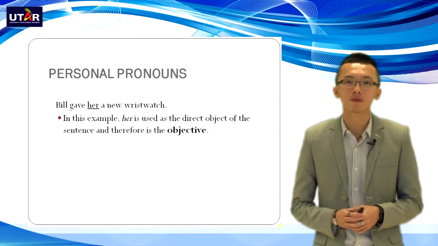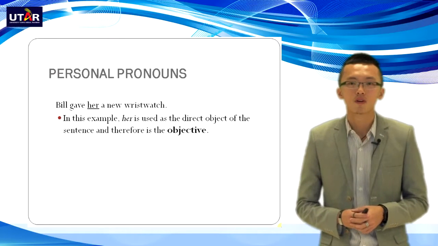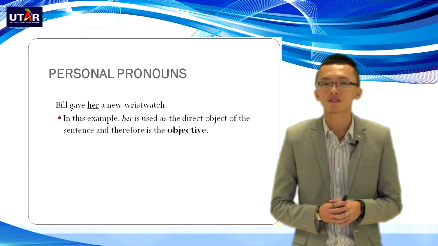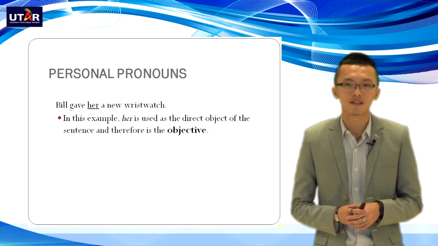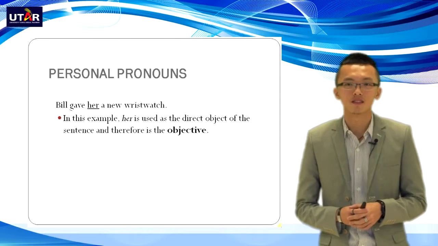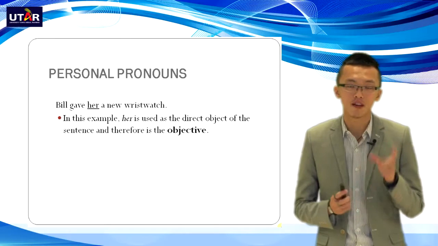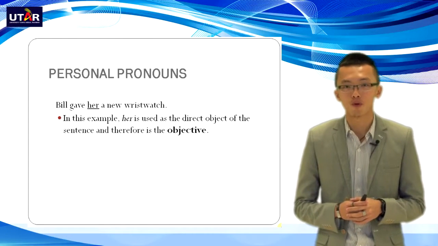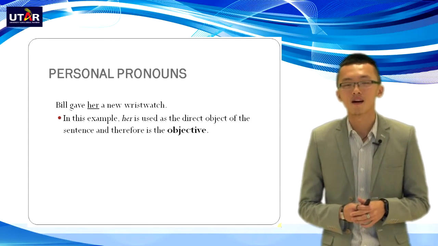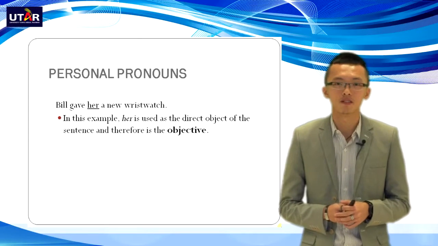Another example, Bill gave her a new wristwatch. Now, Bill, the noun, is the subject of this sentence. Her is the direct object of the sentence and is therefore the objective form of a pronoun. And therefore, you use her in the second person pronoun.